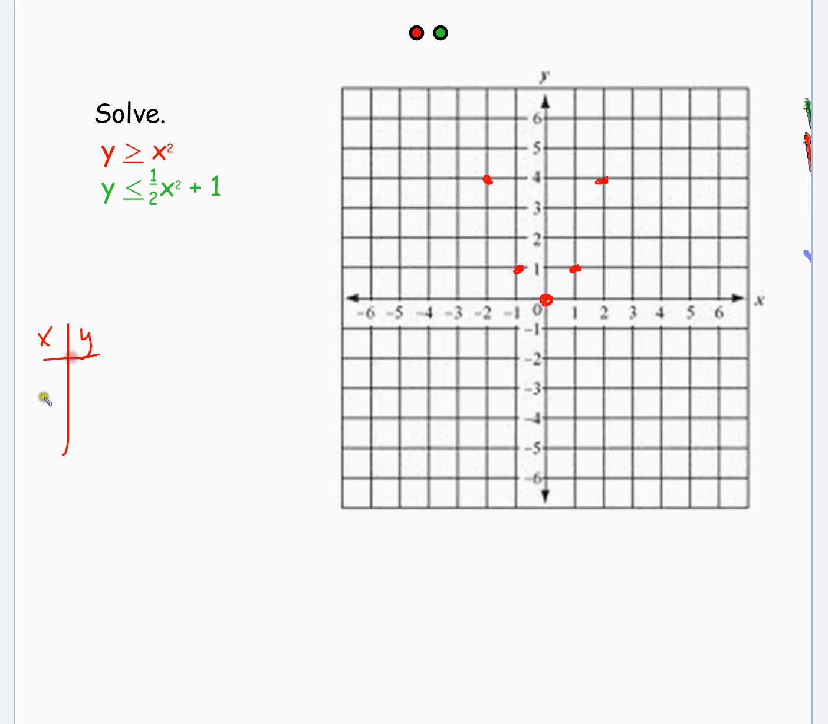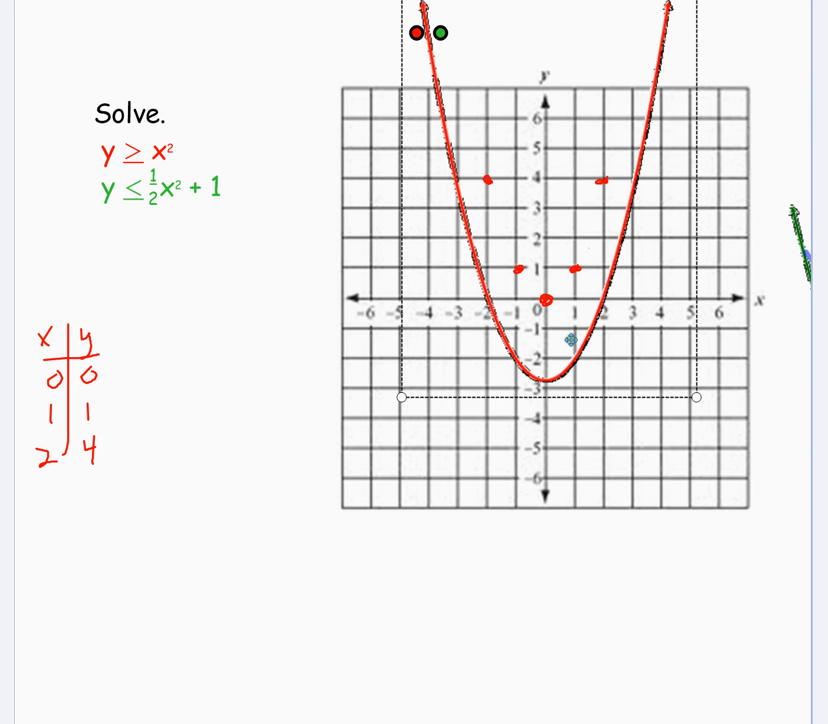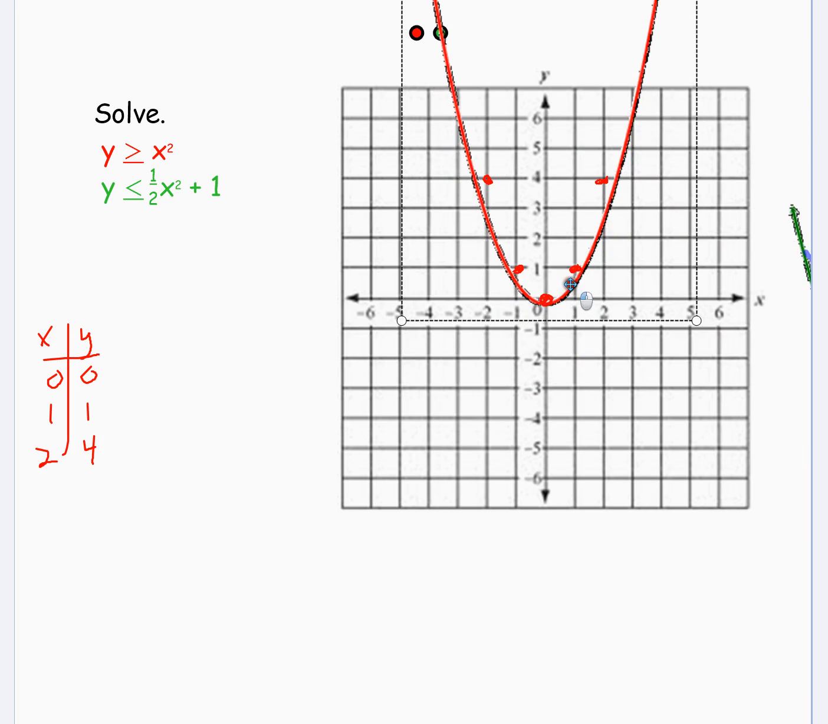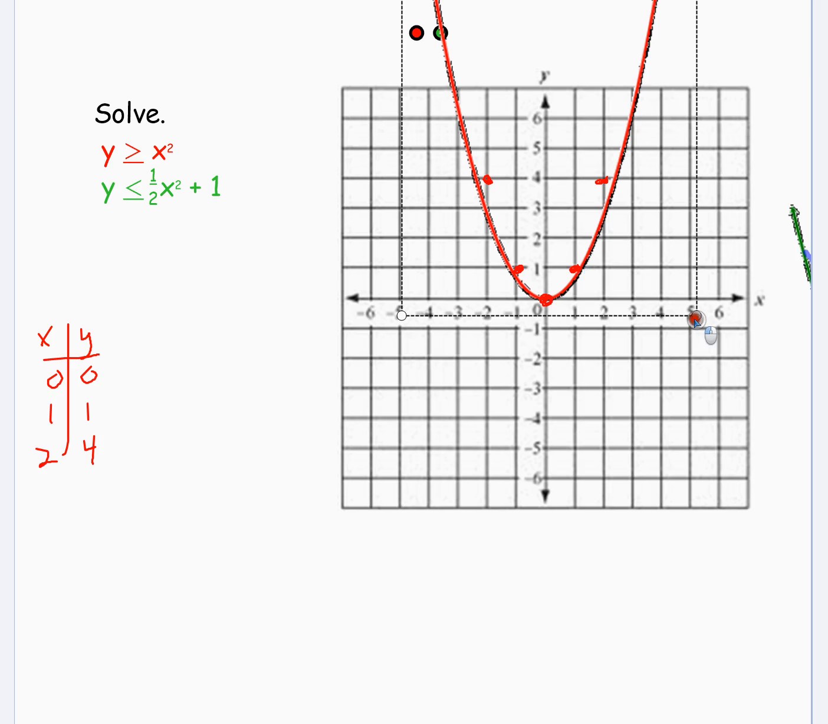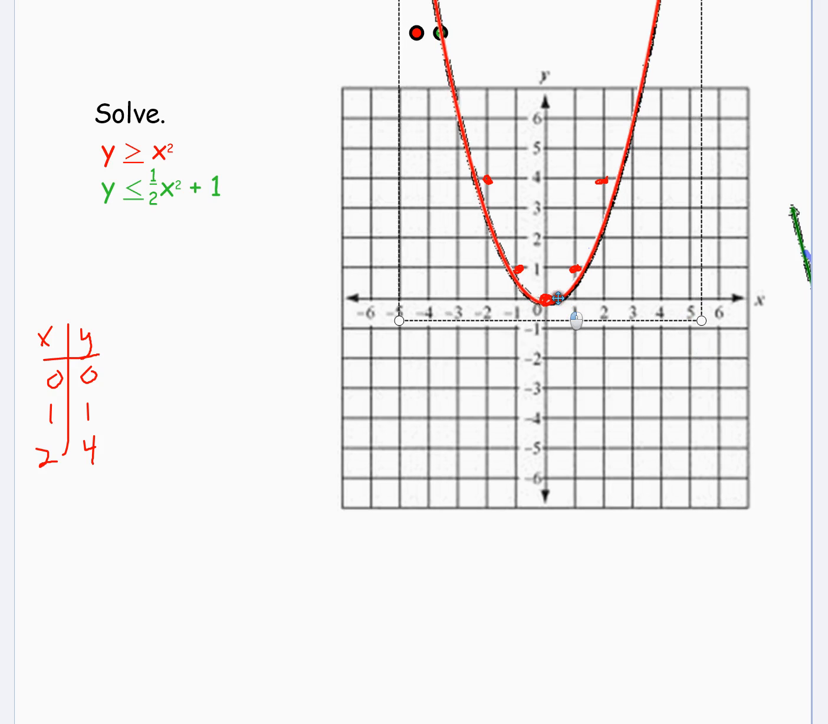So we could have x and y. Plug in 0, you get 0. Plug in 1, you get 1. Plug in 2, you get 4. And since there's an axis of symmetry here, we have the same points on the other side. So that's the graph of that. And we can put that on our graph about right there. It's a little off for some reason. So it should go through these different points up here.